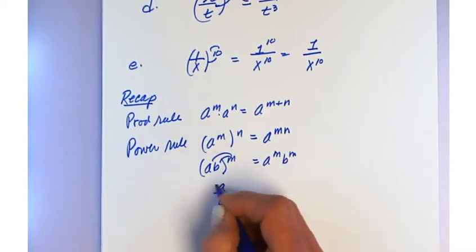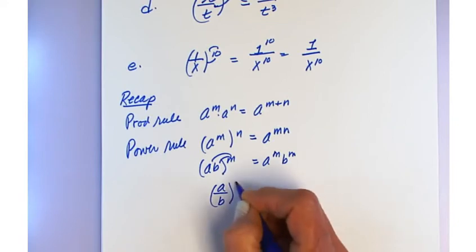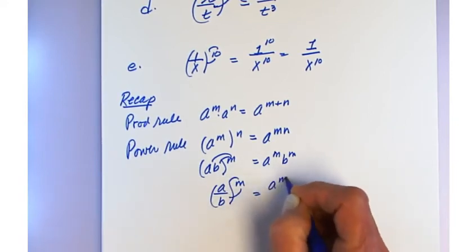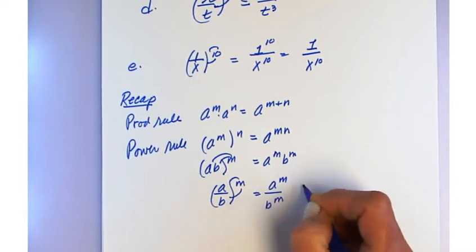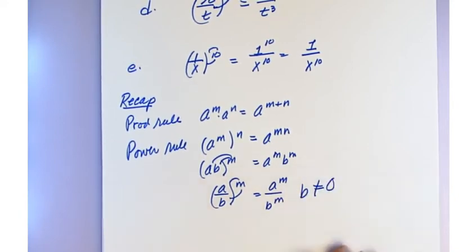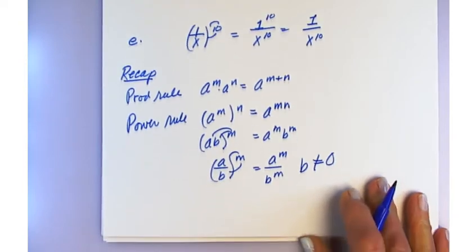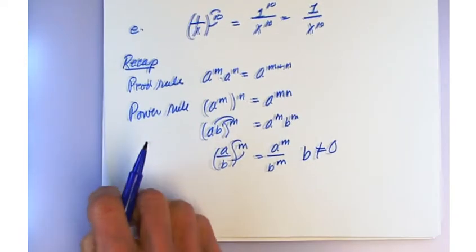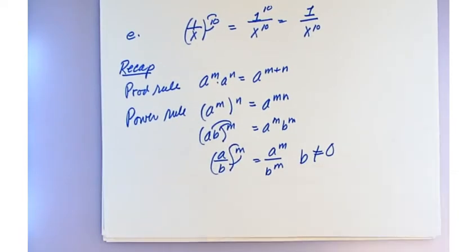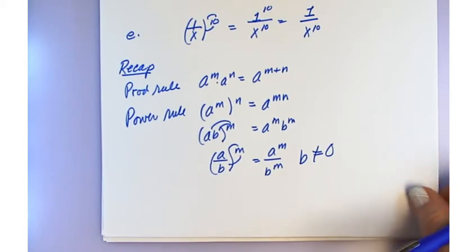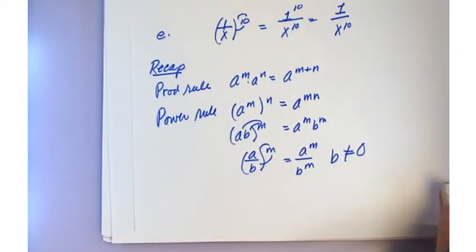Inside could also be a quotient. I still am distributing that over, and I get a to the m over b to the m. And no matter what math we're in, no matter what our topic is, if we have a denominator that's a variable, the stipulation is always the denominator cannot equal 0.